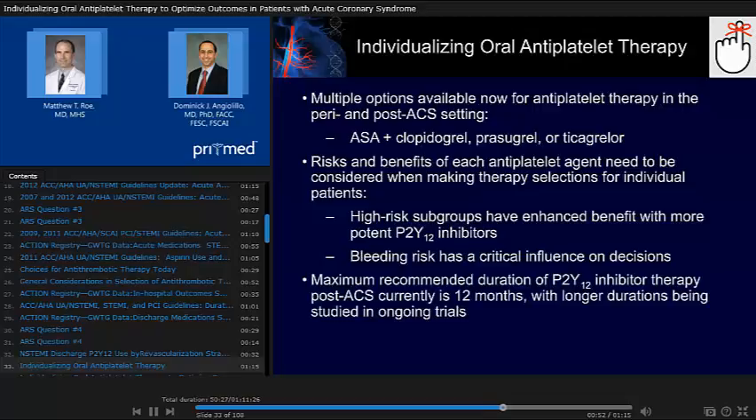And the maximum recommendation of therapy for a P2Y12 inhibitor post-ACS is 12 months, but longer durations of treatment are being studied in ongoing clinical trials that we expect will be reported next year. So we look forward to seeing those results, and we may have future evidence to share with you regarding longer durations if those trials turn out to be positive.